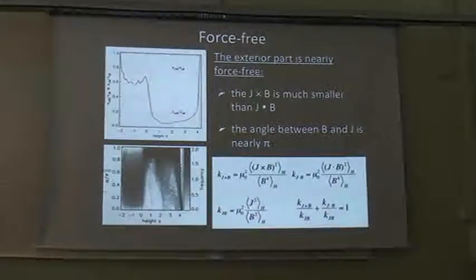Here you can also plot the angle, where you see the turbulent layer is at about pi half, and here it goes to pi.